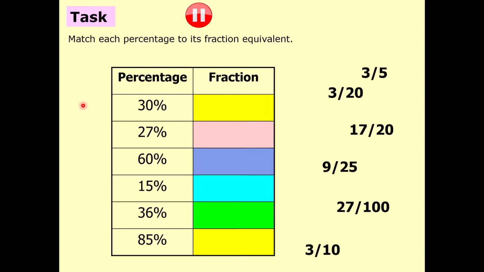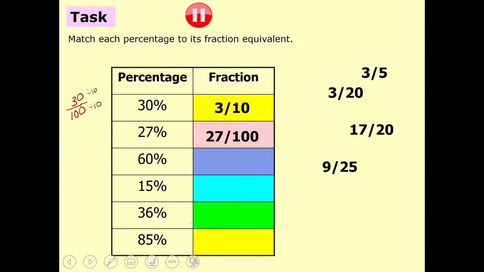Okay, let's go over the answers. So first one, 30%. We're going to write it as a fraction. First, 30 over 100. And then we're going to simplify it, top and bottom, dividing by 10 to get our answer of 3 over 10. Next one, 27%. Write it as a fraction straight over 100. We cannot simplify that any further, so that's our final answer.